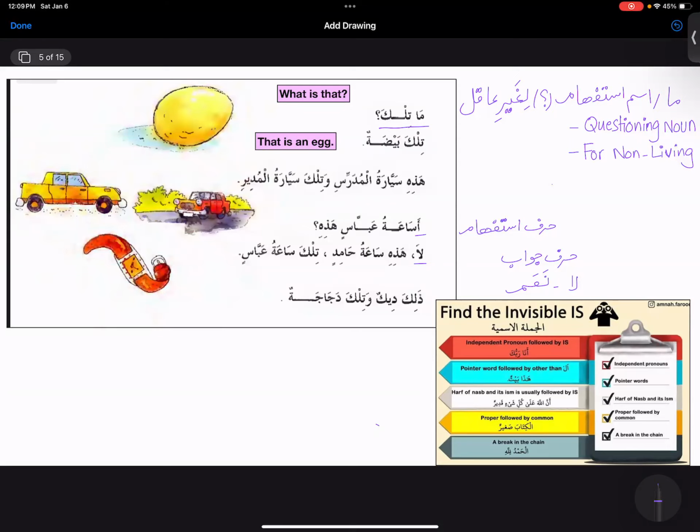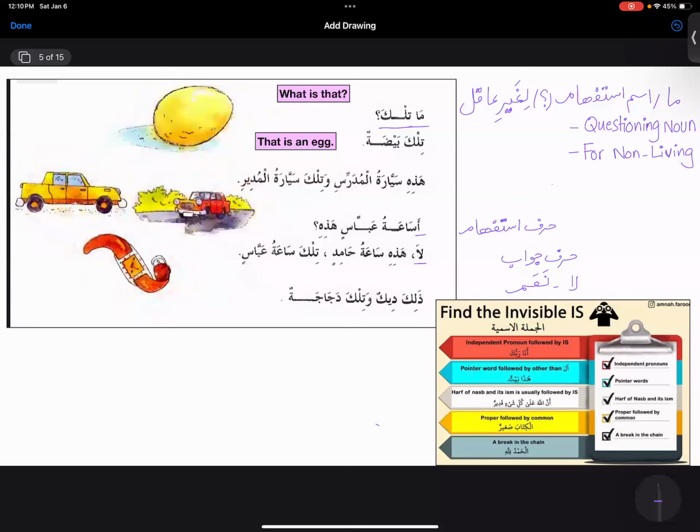Ma is also an ism. Again, this is an Ismul Istifham, and you can say questioning noun, and this is going to be used for li ghair aqil. So ma we are going to use for non-living things and man for the living things. So ma tilka, what is that?